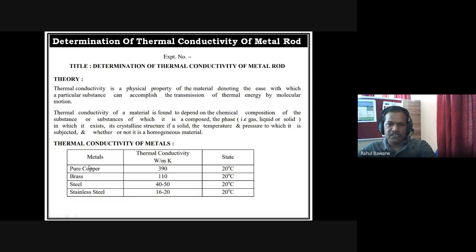So remember this point, many times it is asked in the practical exam: why in metals, at a higher temperature, does thermal conductivity decrease? Okay.